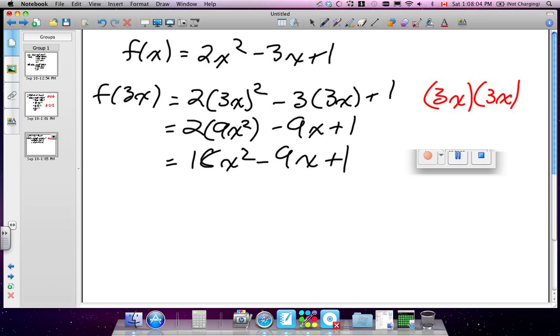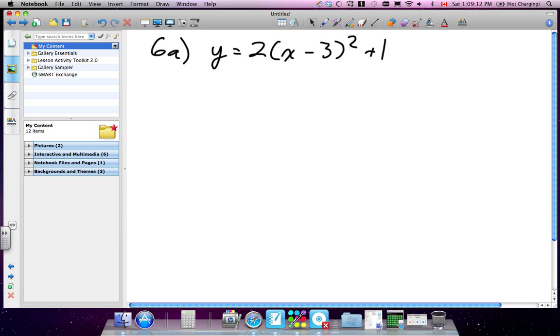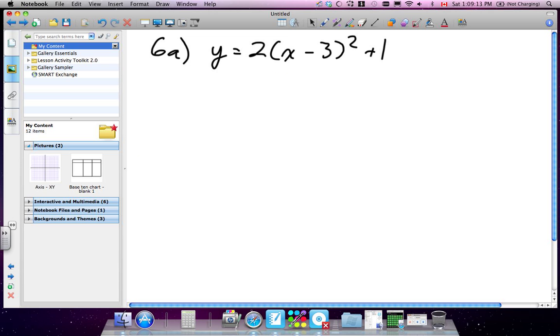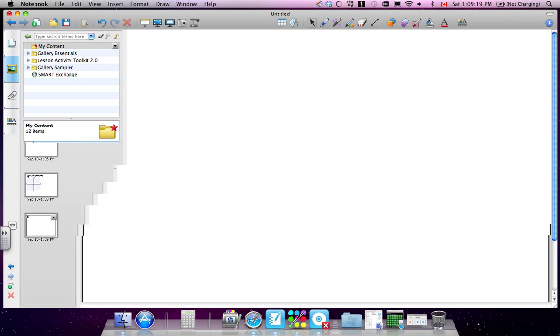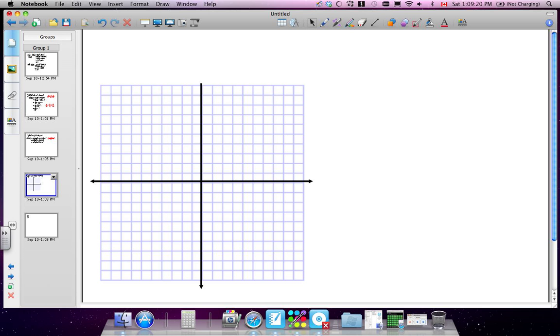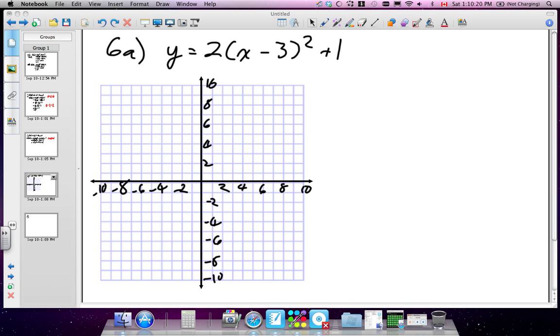Okay, 6a. They've given us a quadratic equation. Now, I don't know if you remember how to graph these by looking at it. But right now, it's in vertex form. So because it's in vertex form, we can actually just go straight ahead and graph this. There we go. Okay, so we have our graph. In vertex form, I don't know if you remember this equation, but it's similar to y equals a(x minus h) squared plus k.